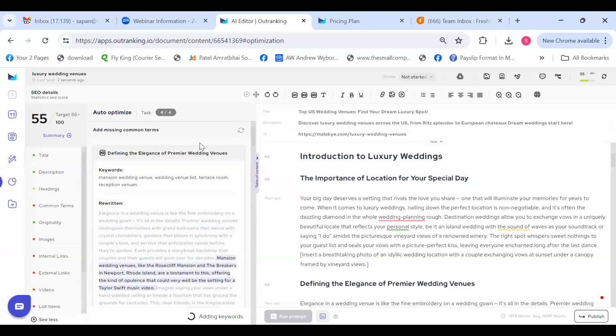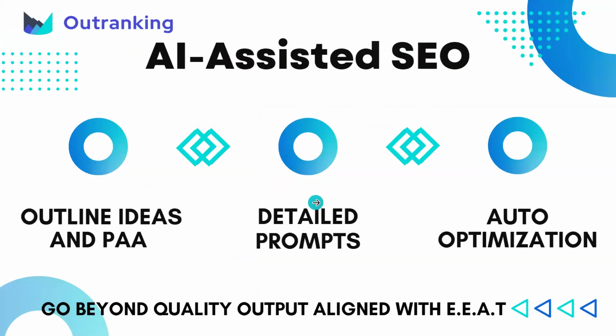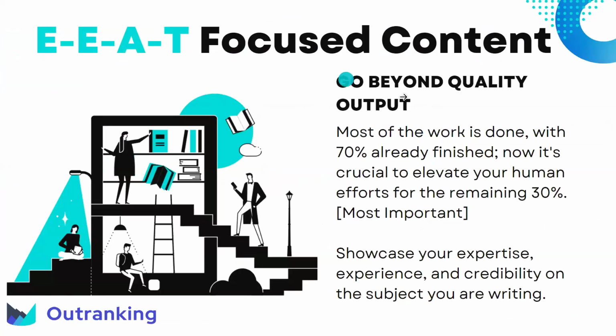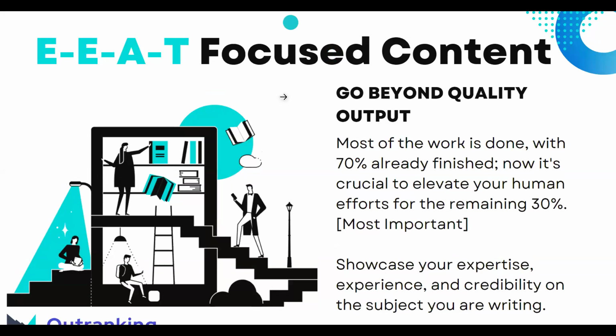So this is something that covers up our second topic here, that is automatic optimization. Now let's move forward. EEAT focused content. So that is what we just talked about as well. And let's look into it further. So go beyond quality output. Like, if you're putting up the right prompt details or parameters in generating content, I hope you guys can see my screen for the presentation. All right.